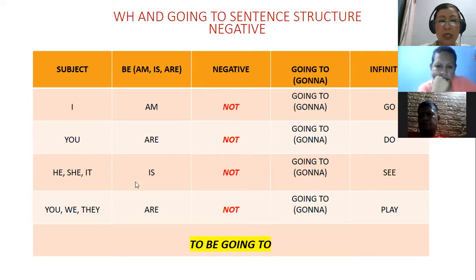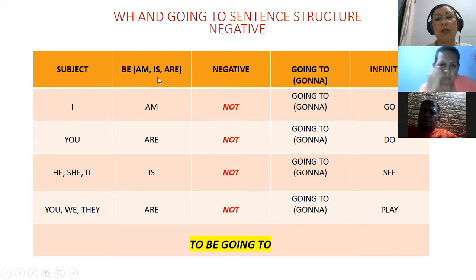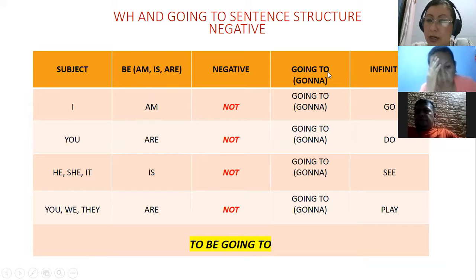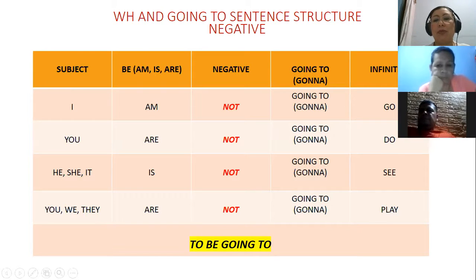We use is for he, she, it, and we use are for you, we, they, and we use am for I. In all cases, we have the subject plus the right conjugation of the verb be plus the negative not plus going to. Last night we learned that we can also contract and say gonna, okay? Only for the spoken English, you can say gonna. Plus the infinitive of a verb. For example, go, dance, see, and play.